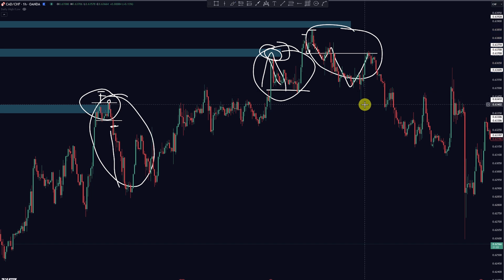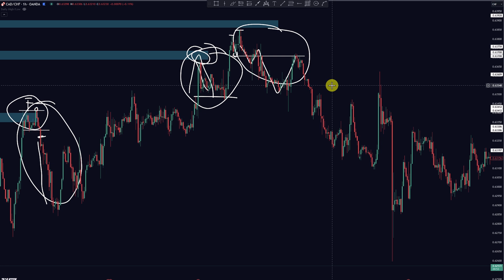But as you gain more experience, you will start seeing patterns. You will start building a catalog of reactions. And that's how you can then build a trading book around your supply and demand zones.